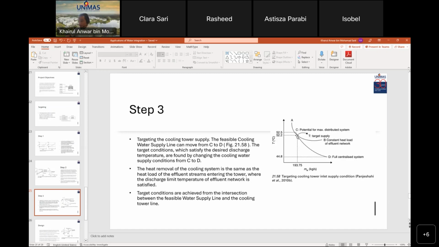So here the target condition is 52.2 degrees C and 993.75 kilograms per second.